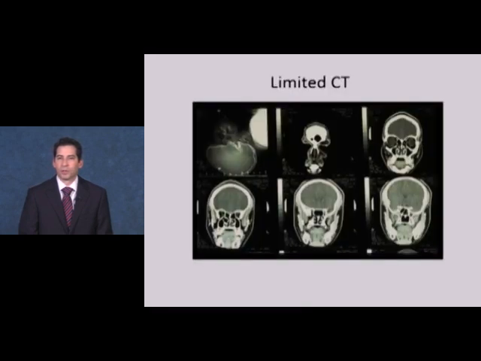One option for imaging to avoid a full CT scan of the sinus would be a limited CT scan of the sinuses, which includes 5 cuts plus a scout film. The scout film allows for an assessment of the size of the adenoids, which is important for later management. And the 5 cuts show the frontal, anterior ethmoid, maxillary, posterior ethmoid, and sphenoid sinuses.